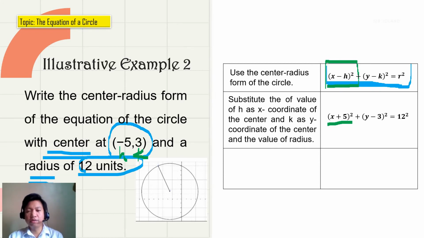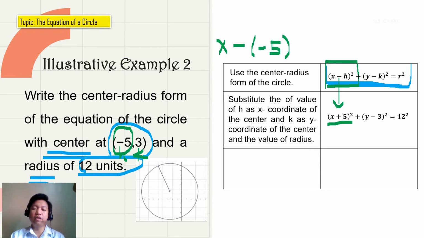Sir, paano nangyari yun? Negative, tapos pagdating dito naging positive. It is because ang value mo ng h is negative 5. So, alam natin yan sa rule of signs na if you have x minus a negative 5. Now, kapag sinimplify natin to, negative and then followed by a negative integer, so it will become x plus 5. Kaya siya naging positive.